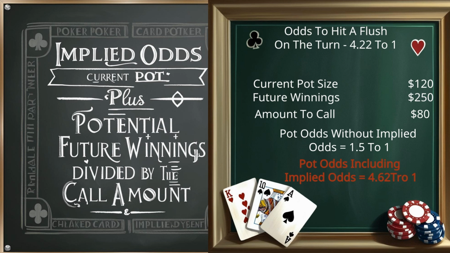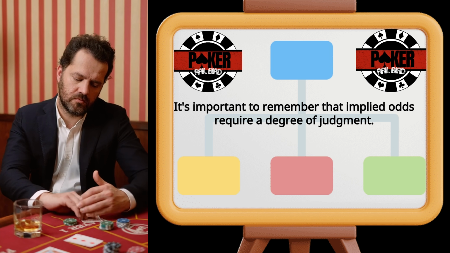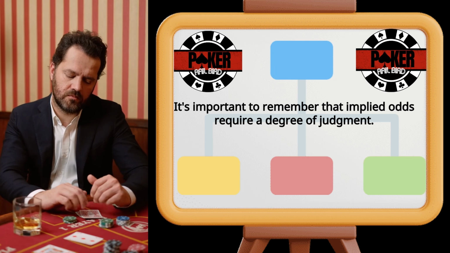For example, imagine you're on a flush draw. The pot odds might not justify calling right now, but if you hit your flush and expect your opponent to bet big on the next street, your implied odds can make that call profitable. It's important to remember that implied odds require sound mathematical judgment and some knowledge of how your opponents play.